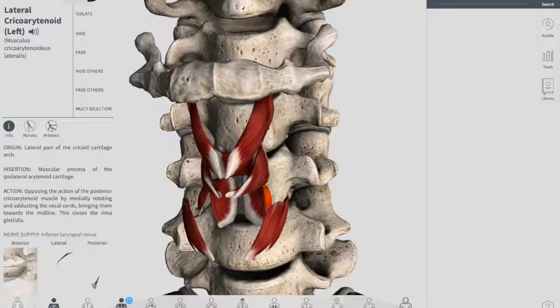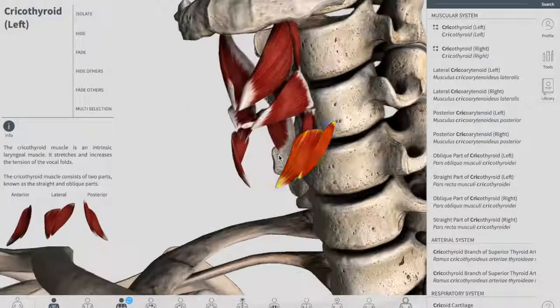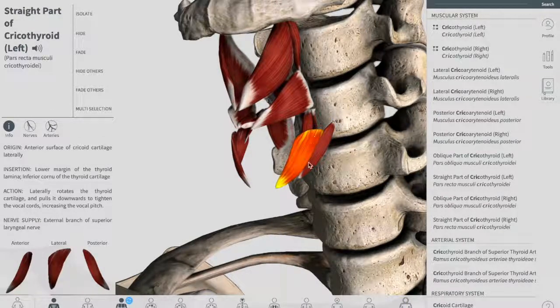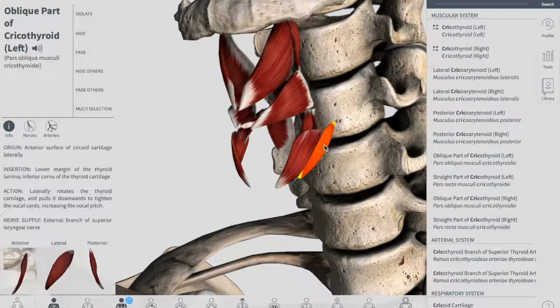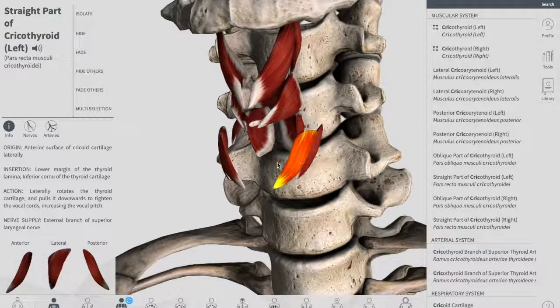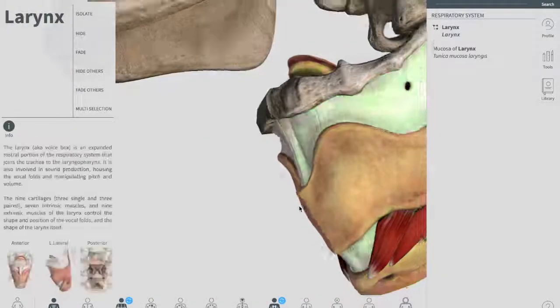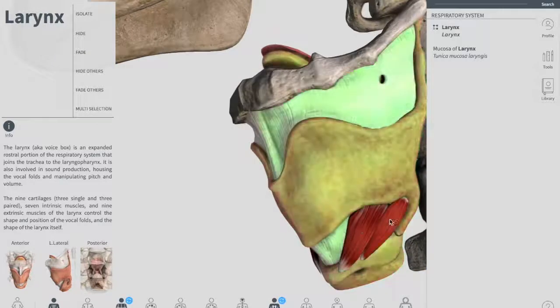So which is your cricothyroid muscle? This big structure is your cricothyroid muscle. Together you can call them the cricothyroid muscle. This is the straight part of the cricothyroid muscle, and this is the oblique part of the cricothyroid muscle. Together you can call them the cricothyroid muscle. Let me add back the larynx so we can make it clear. You can see them now. This is your cricothyroid muscle right down there on the sides. These both are involved.